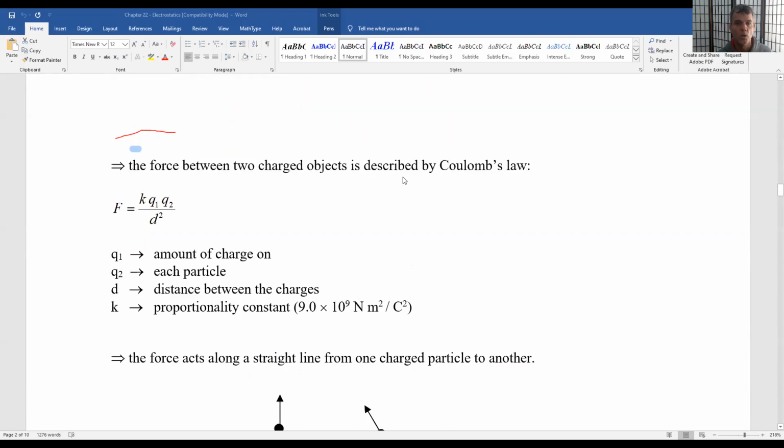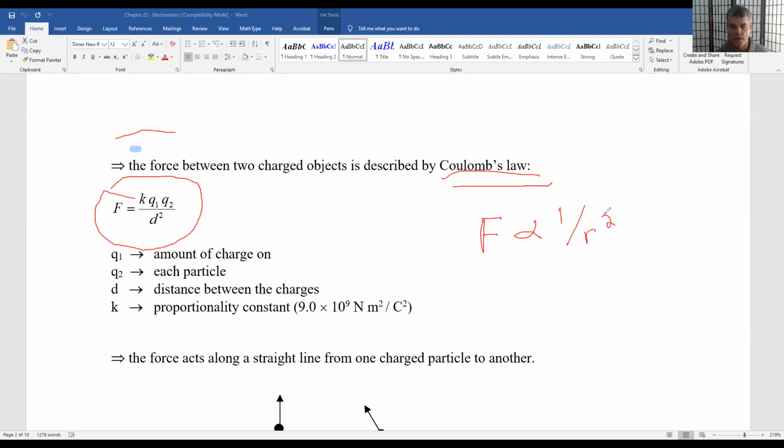Continuing forth, Coulomb's law. Coulomb's law is basically the law that relates the force between two charges. The equation is the force between two charges is K Q1 Q2 over D squared, where Q1 and Q2 are the charge on each object in coulombs. D is the distance between the charges.